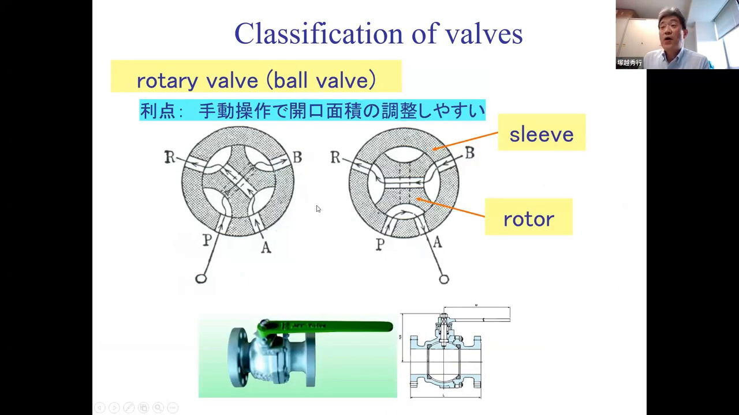The third one is a rotor valve, and the structure itself is very similar to the spool valve, but the spool itself is replaced by the rotor. And by rotating this rotor, the flow rate can be adjusted. The advantage is that since the torque can be extended by the lever, even if large friction occurs between the two, it can be operated.